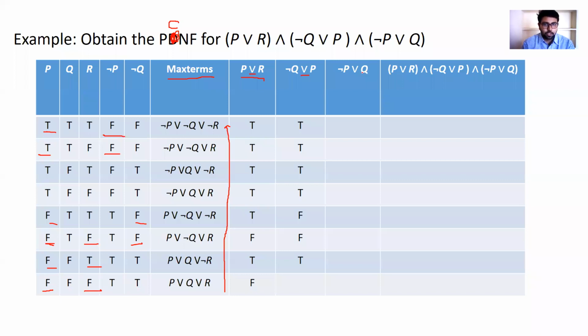And for negation of P or Q: false true, true, false true, true, false false, false, false false, false, remaining all other are true. Now tell me for this.